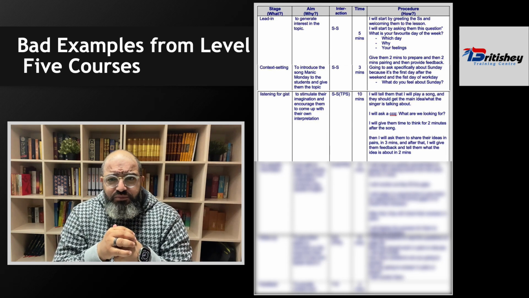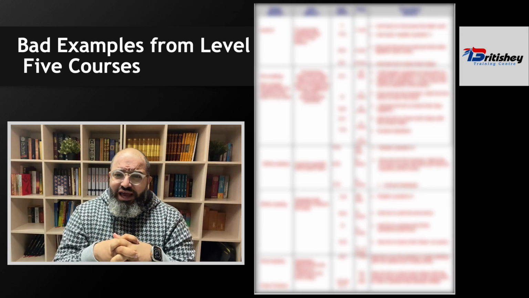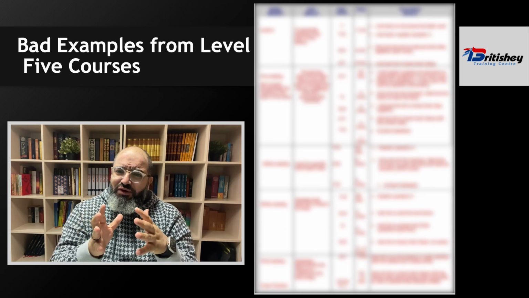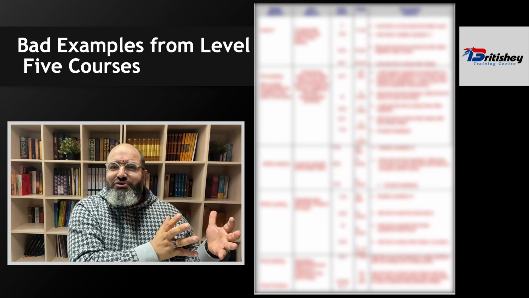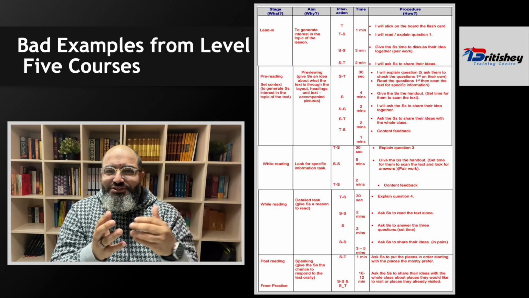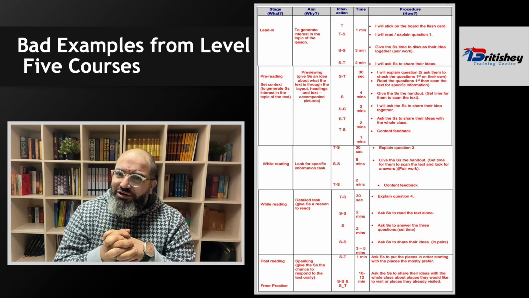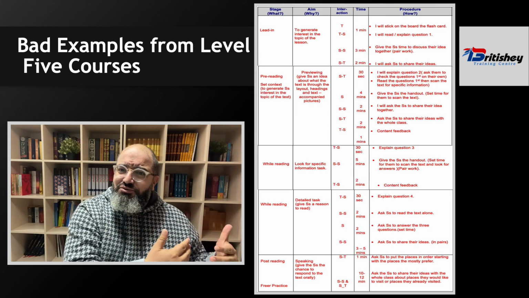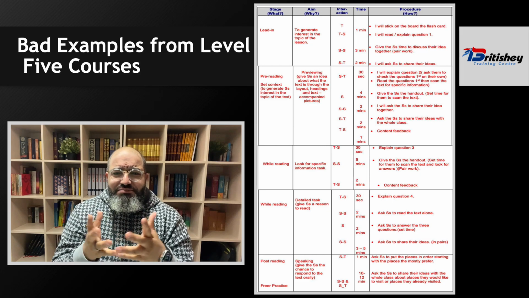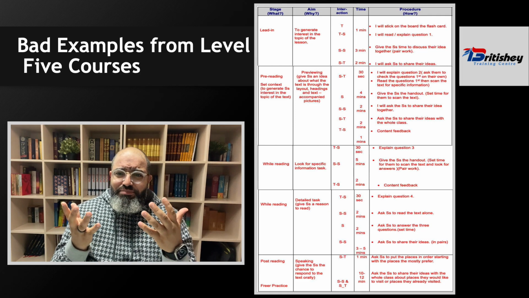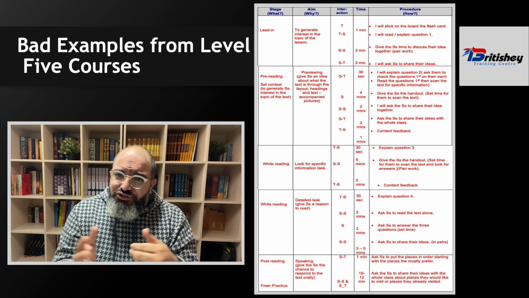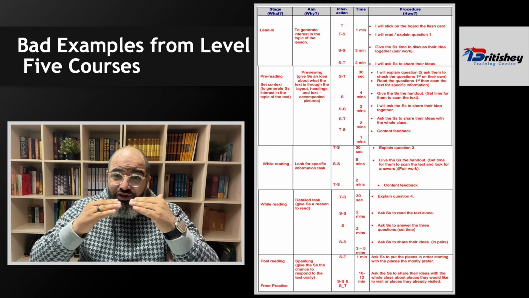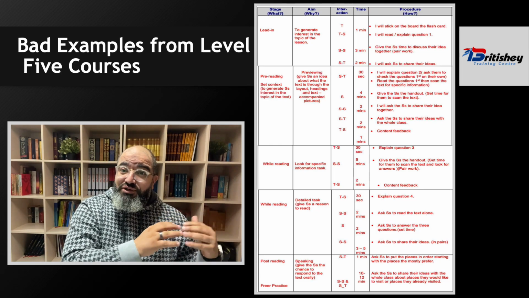Now, a third example, and in this one we can see that we have too many interaction patterns written next to every stage. Oh my God, a lot, eh? And of course, this is not what your CELTA tutor is looking for. At most, my friend, 3 interaction patterns per stage. So try to reduce the number of interaction patterns you include.